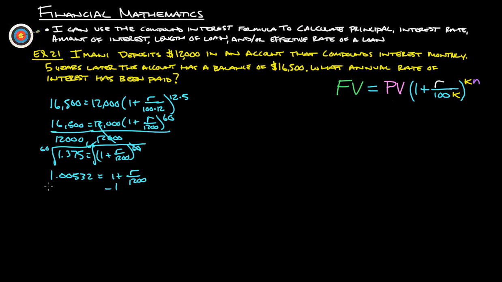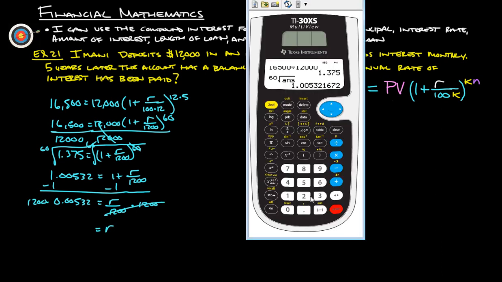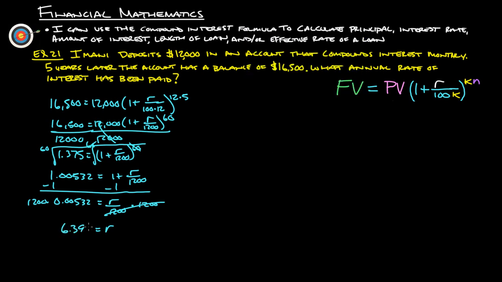Now let's get rid of that 1. And we get 0.00532 equals r over 1,200. Last step is multiply both sides by 1,200. And that'll tell us what our rate is. So we take this answer here, subtract 1, multiply by 1,200, and we get that our interest is 6.39 if we round it off. 6.39% is our interest rate.